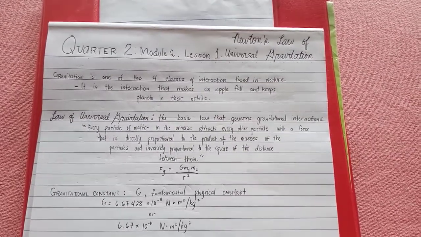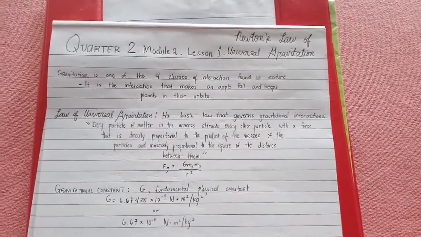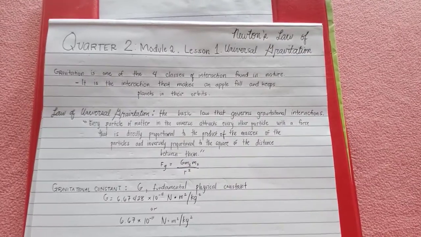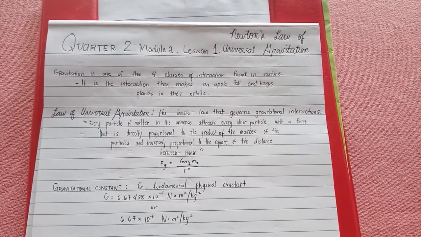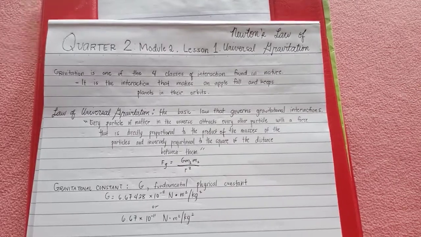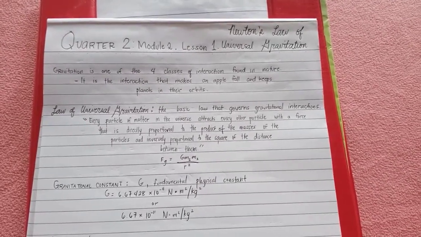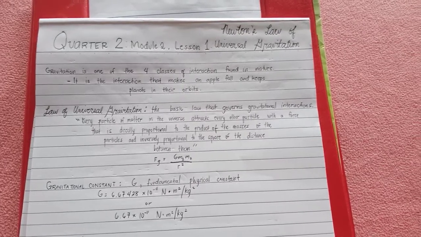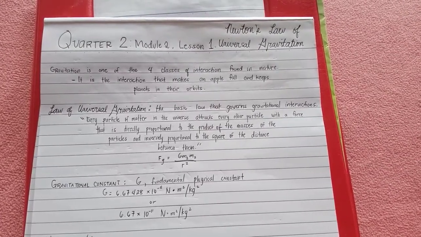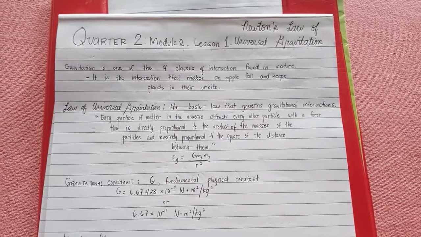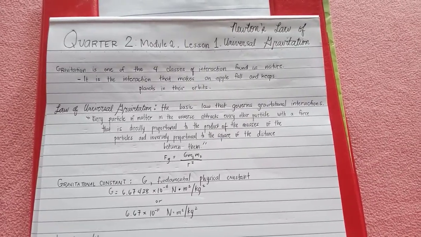Quarter 2, Module 2, Lesson 1, Newton's Law of Universal Gravitation. Gravitation is one of the four classes of interaction found in nature. It is the non-contact force that is responsible for making an apple fall, and it is responsible for keeping planets in their orbits.